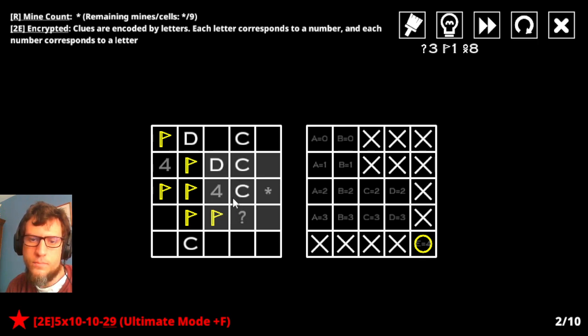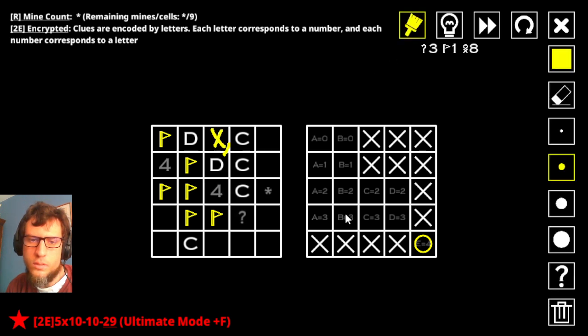Okay. C and D are 2 and 3, so if this is a mine, then the D has to be a 3, and therefore the C is a 2. What? Okay, if the C is a 2, only one of those 2 can be mines. Only one of those 2. These would be done.